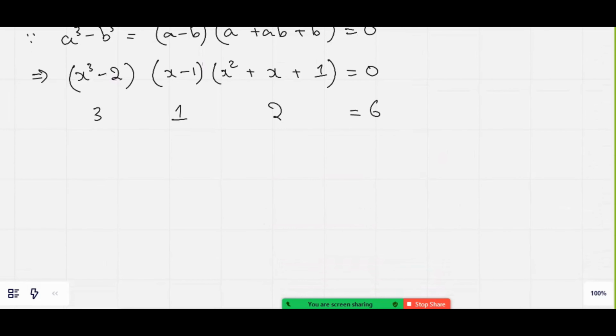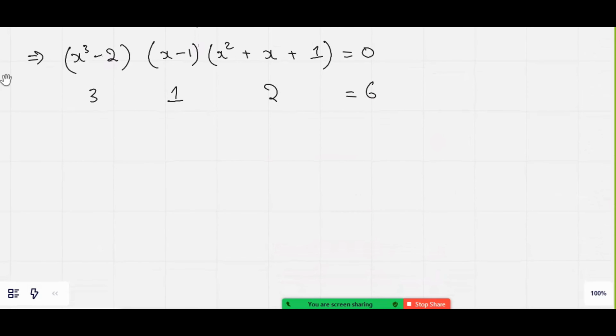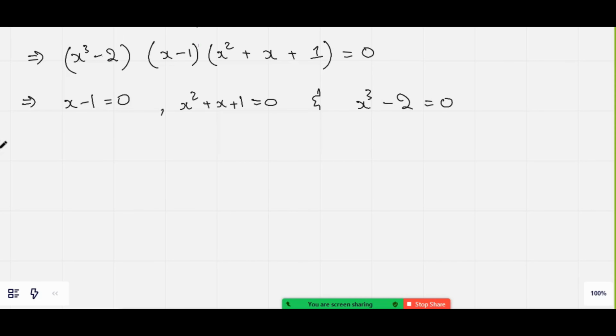What we need to do next is to find out the values of x. So you are going to equate all these factors one by one to 0, and that's how you're going to sort it out. So let's try to get the values of x one by one by equating all these factors to 0. x cubed minus 2 equals to 0.